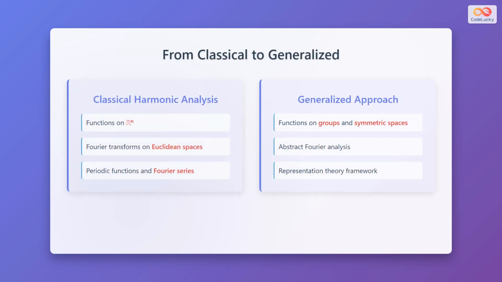Let us see the difference between classical and generalized harmonic analysis. In classical harmonic analysis, we deal with functions defined on the set of real numbers to the power of n. We use Fourier transforms on Euclidean spaces and study periodic functions using Fourier series. On the other hand, the generalized approach involves functions on groups in symmetric spaces. It also uses abstract Fourier analysis and representation theory framework.